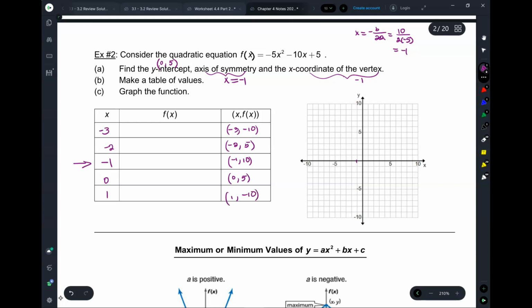Okay? All right. So, vertex, I always graph the vertex first. (Negative 1, 10). Then it's (negative 2, 5), and then mirror it on the other side. And then (negative 3, negative 10), and mirror it on the other side.